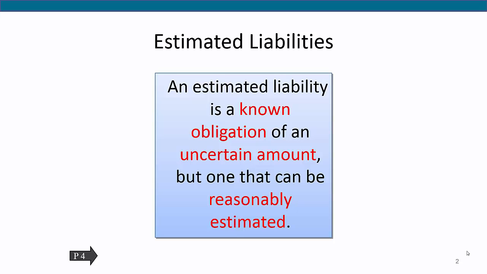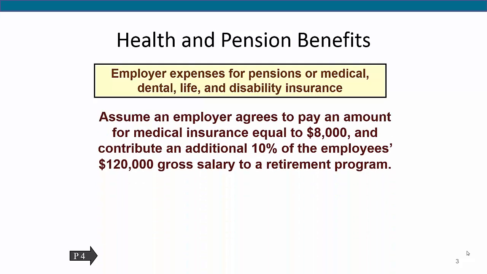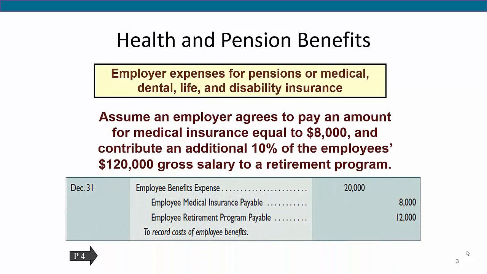Estimated liabilities are very common in business. Examples that come to mind include employee benefits such as pensions, health care, and vacation pay, and warranties offered by a seller. Many companies provide employee benefits beyond salaries and wages, as we've learned. An employer often pays all or part of medical, dental, life, and disability insurance. Many employers also contribute to pension plans, which are agreements by employers to provide benefits or payments to employees after retirement. These will all be estimated using current information.